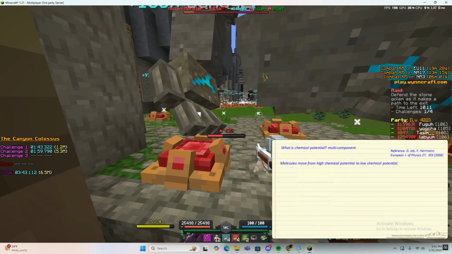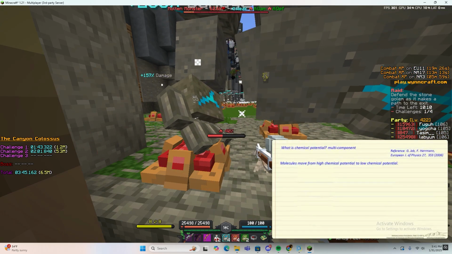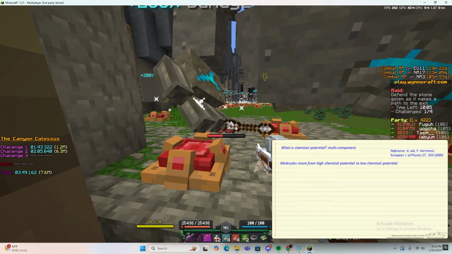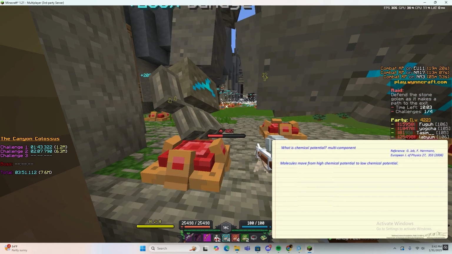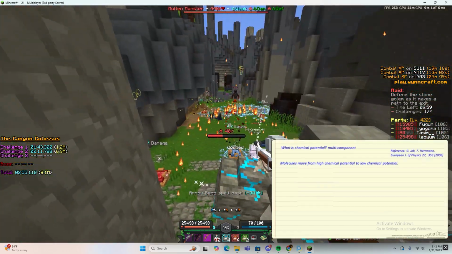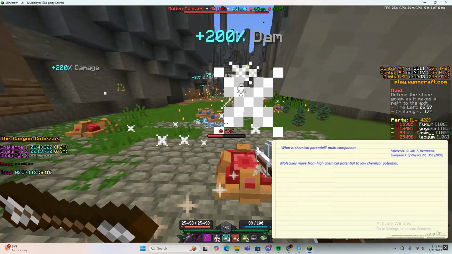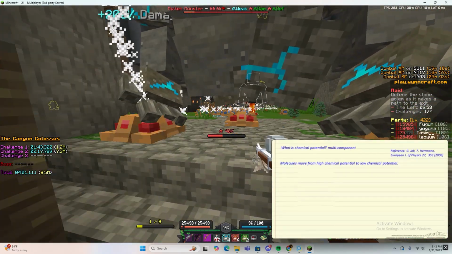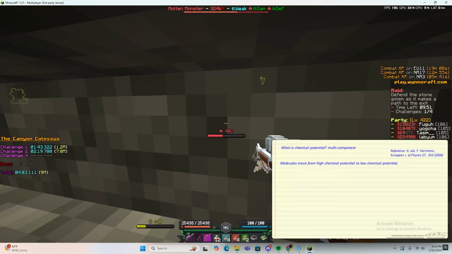This screencast will discuss chemical potential for a multi-component system, and the importance of chemical potential is that it tells us the direction of mass transfer, because molecules will move from high chemical potential to low chemical potential. Let's look at an example to make this clearer.